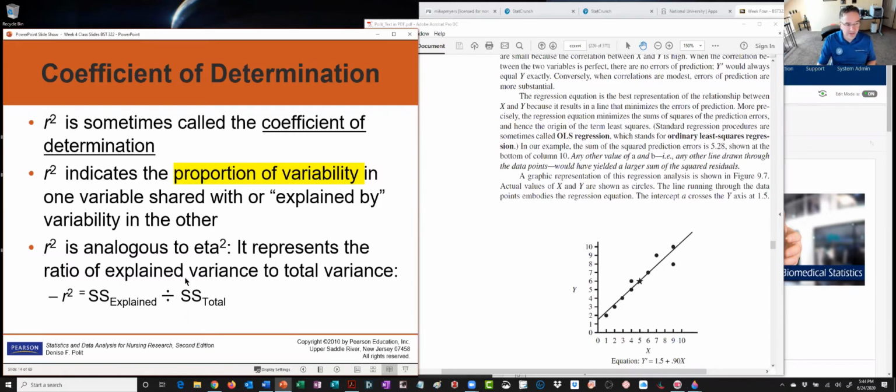And it's kind of like the eta squared we had for our ANOVA when we compared the errors that we see between the groups and within the groups, right? It's the same kind of argument mathematically.